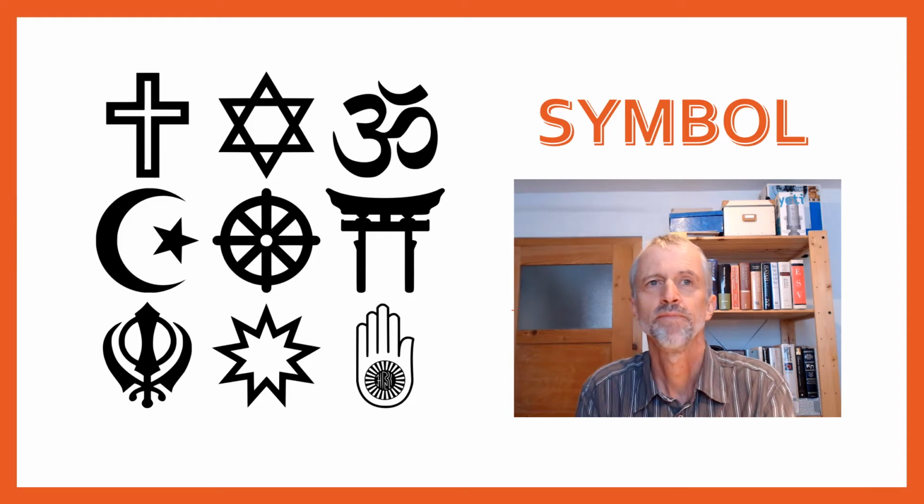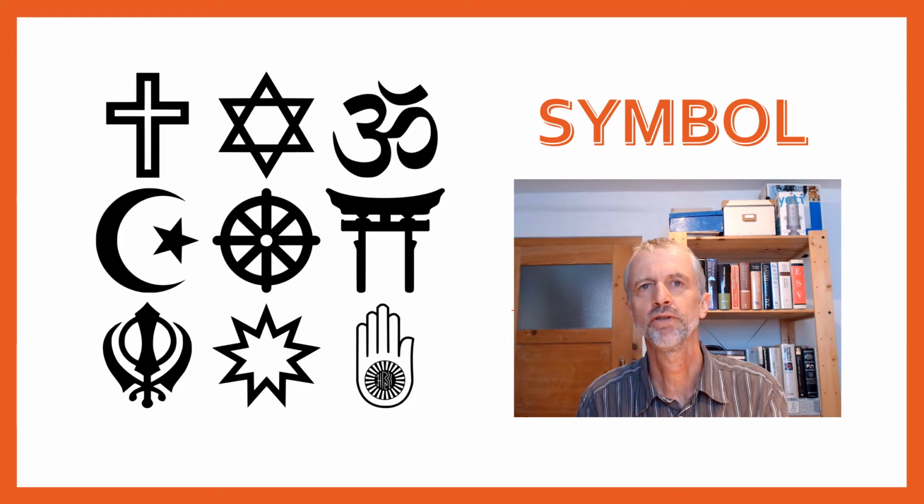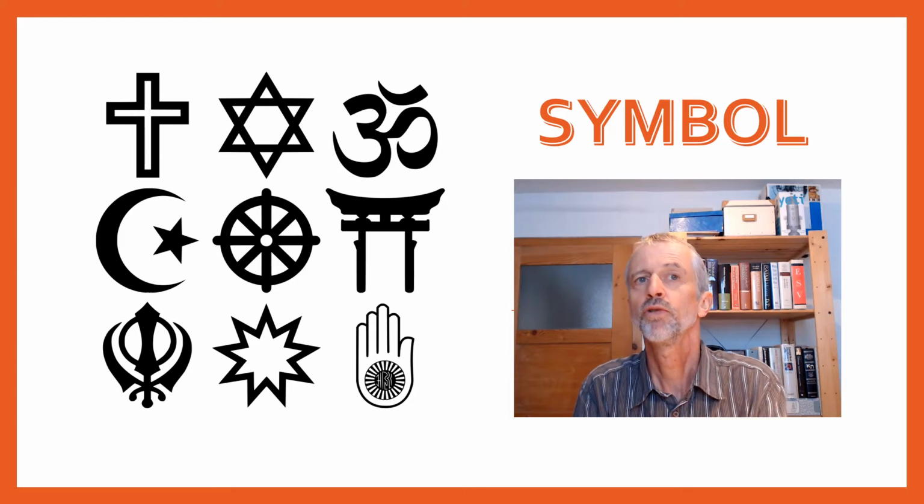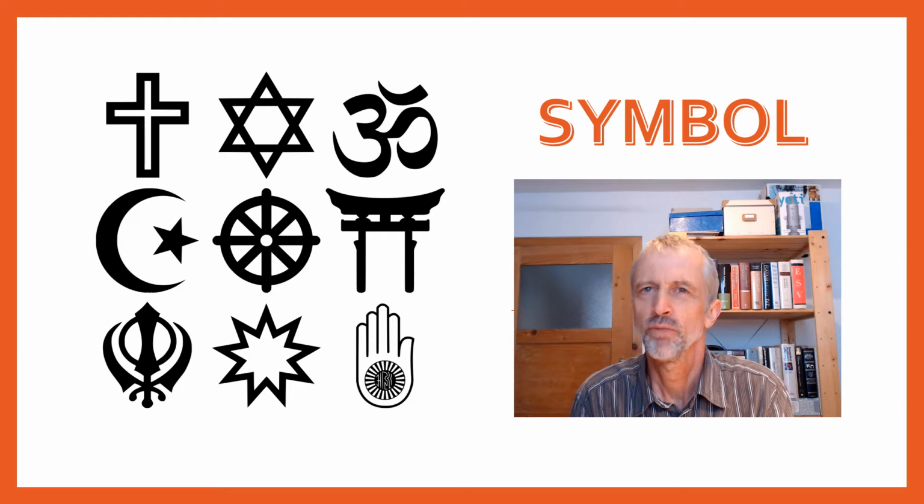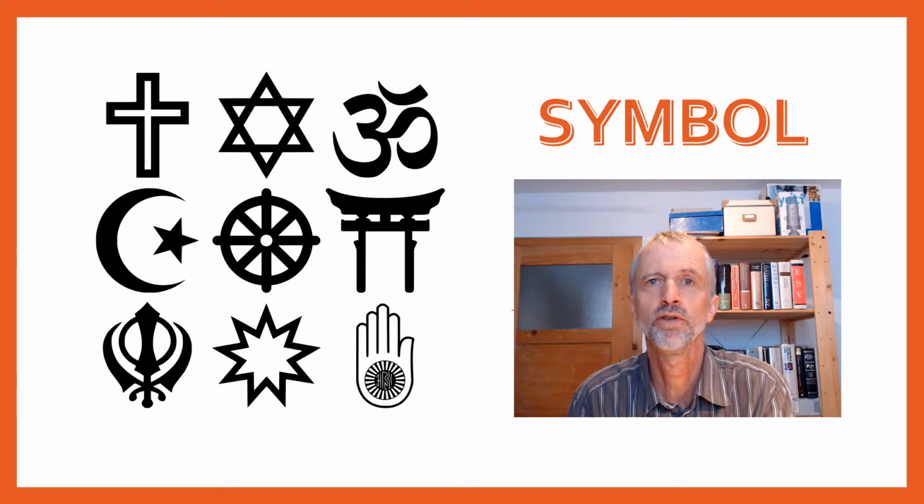Unit 4. How do we understand symbols in apocalyptic literature? Well, by first of all asking, what is a symbol? You see a small sample here of religious symbols. No doubt some of them you recognize. Probably one or more of them you don't recognize. They are foreign to you.